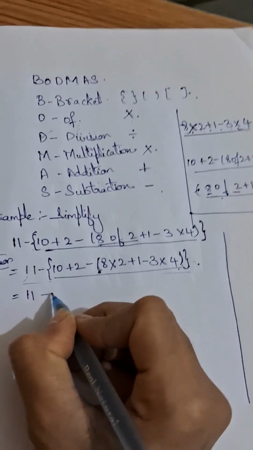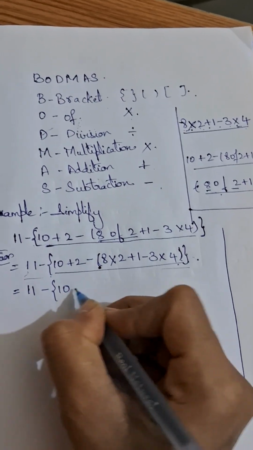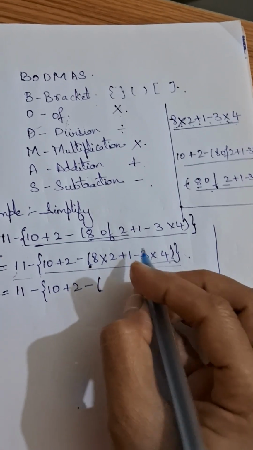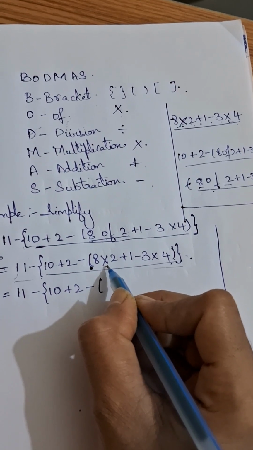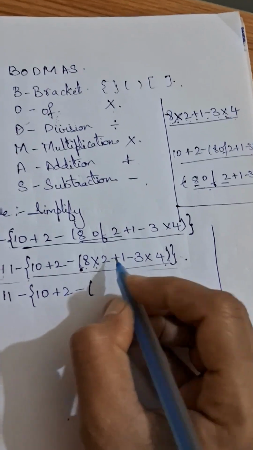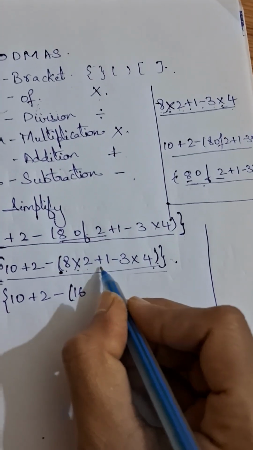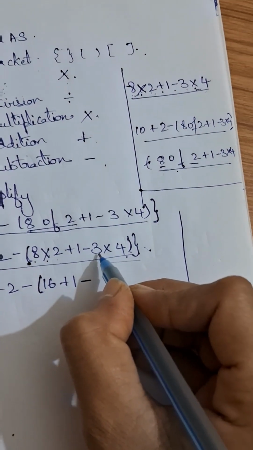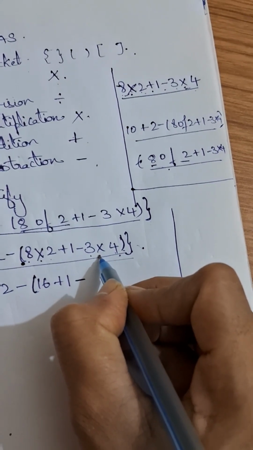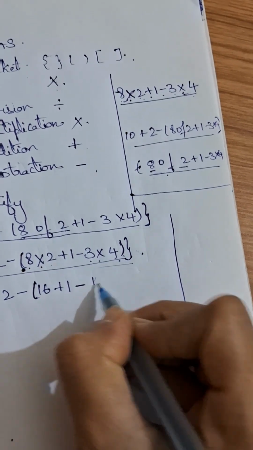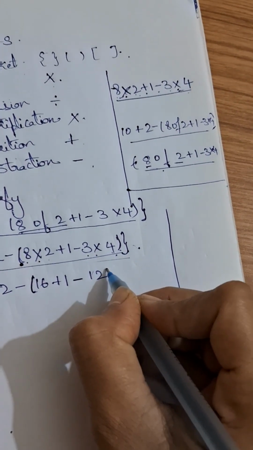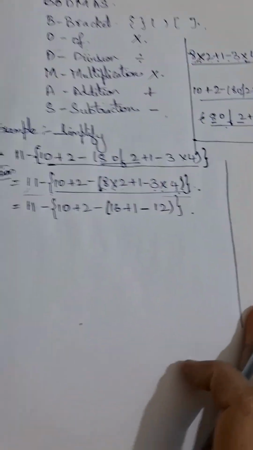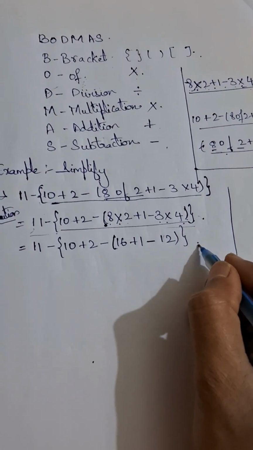11 minus flower bracket 10 plus 2 minus, inside the parenthesis bracket first you have to solve the multiplication terms. 8 into 2 will become our 16. Next plus 1 minus. Again between 3 and 4 you have multiplication symbol. So 3 into 4 will become our 12. So end the parenthesis and end the flower brackets. This is the next step we have got.